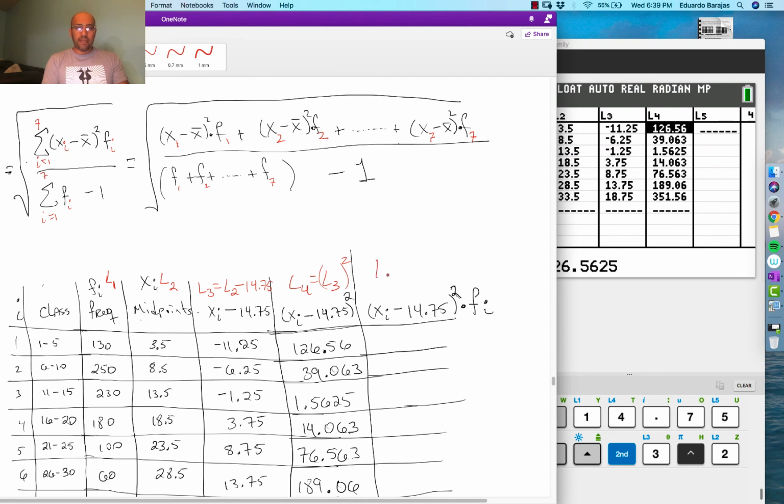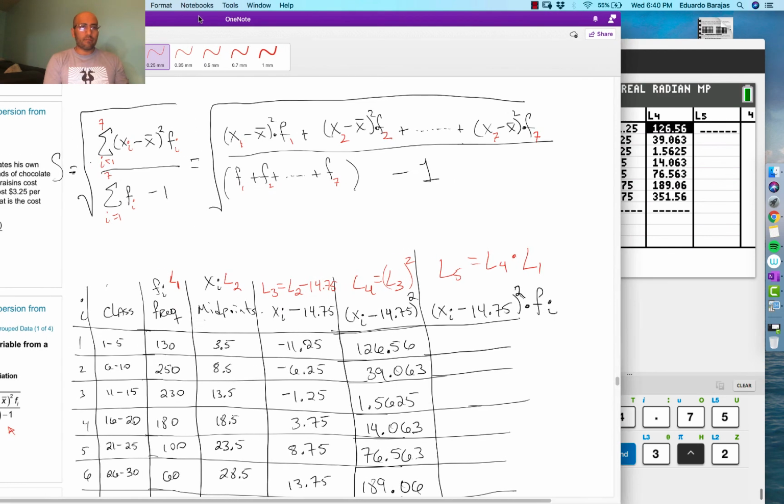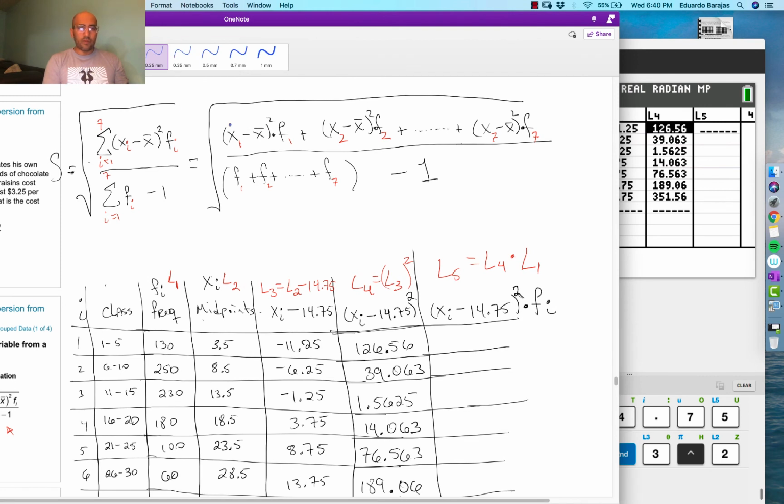So I'm going to say that L5 is equal to L4, that's this guy, times the F, which was way back here, L1. Right? So L5 is equal to L4 times L1. L1 being the frequencies, right? So I want to multiply this first term, all of this is 126.56, and then I want to multiply by the frequency, which was 130.